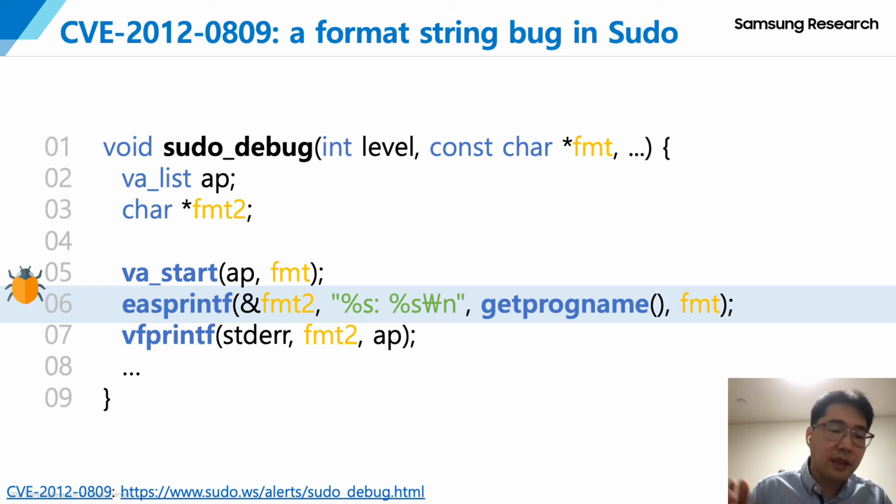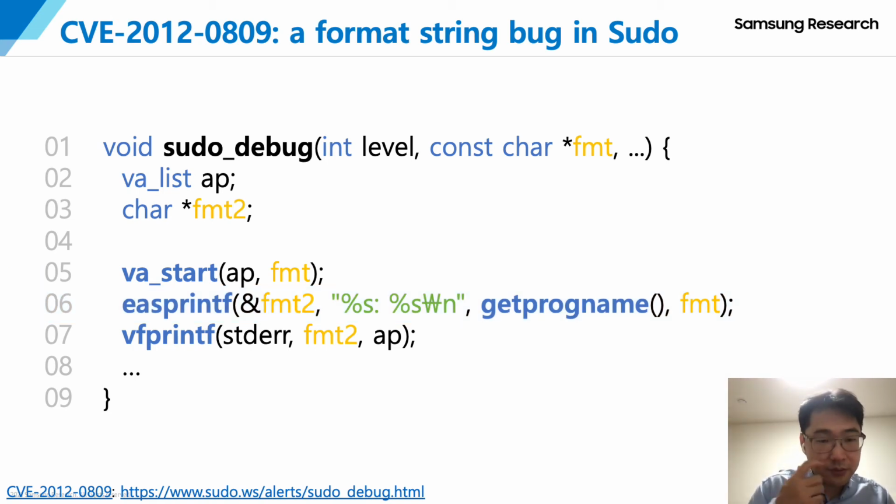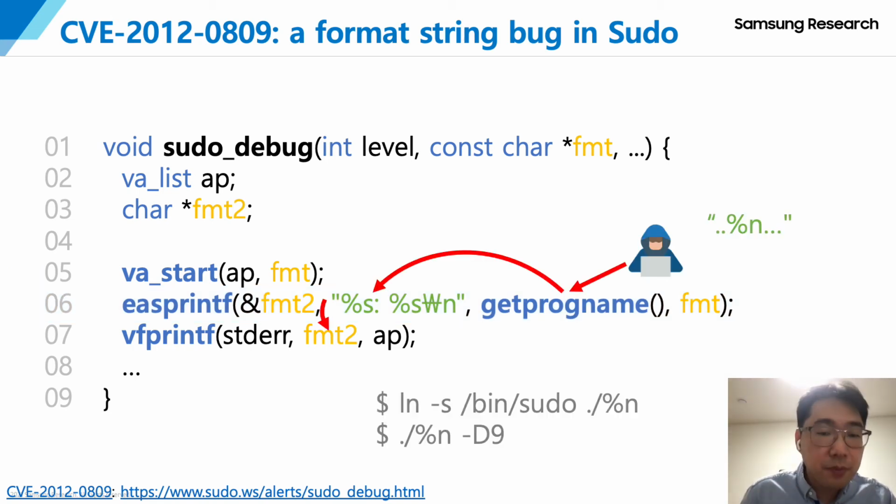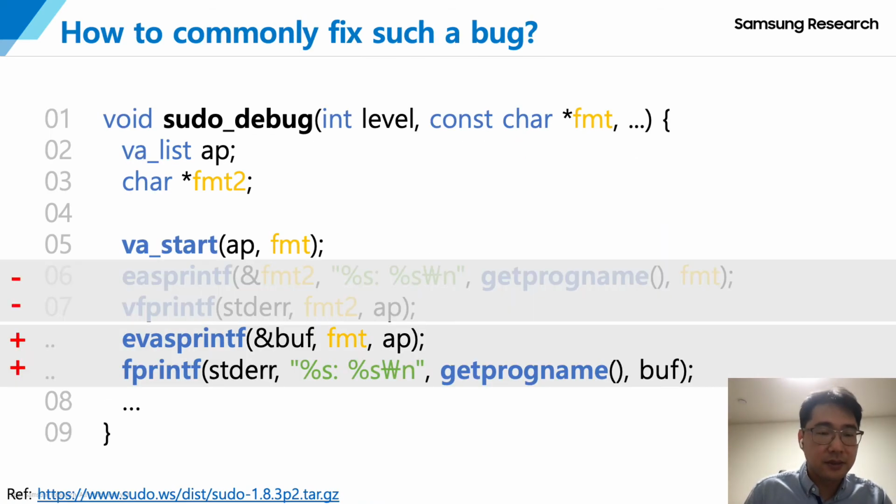It first creates a new format specifier by concatenating the program name with the provided format specifier, and then passes the new buffer to the vprintf function. The developer didn't realize the attacker can manipulate the format specifier by changing the process name, for example, by simply creating a symbolic link to the sudo binary. Given a proper attack payload, an attacker can gain root privilege of the system.